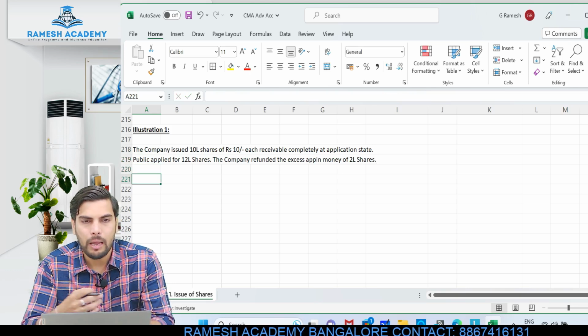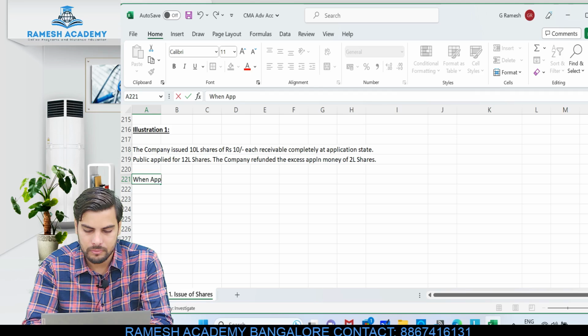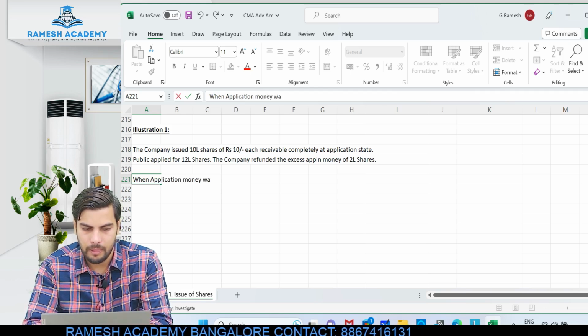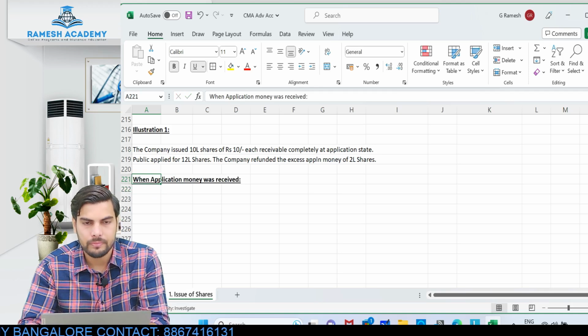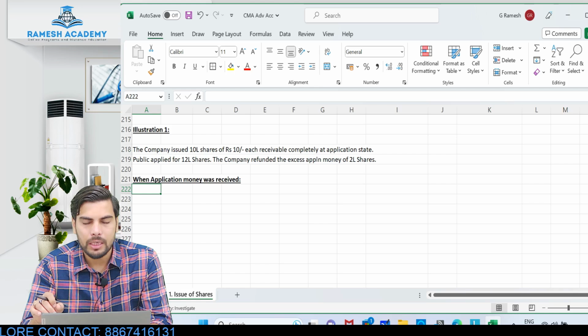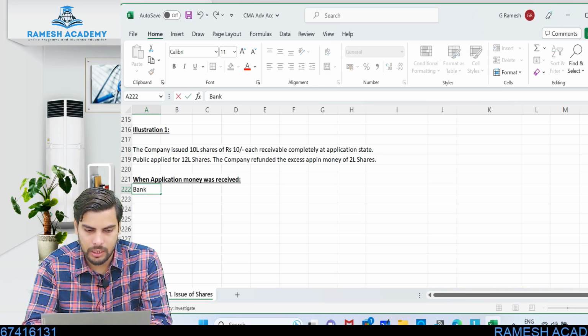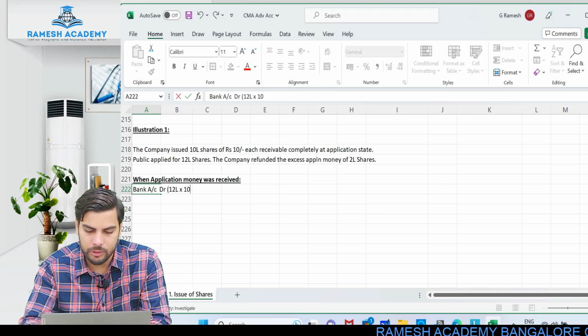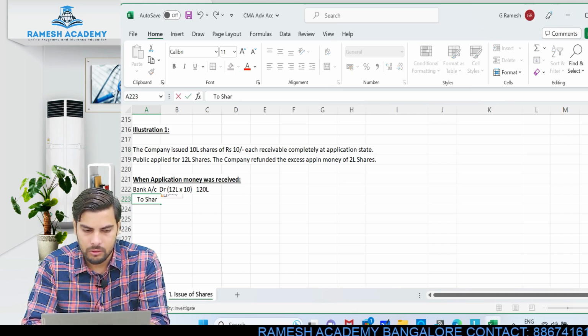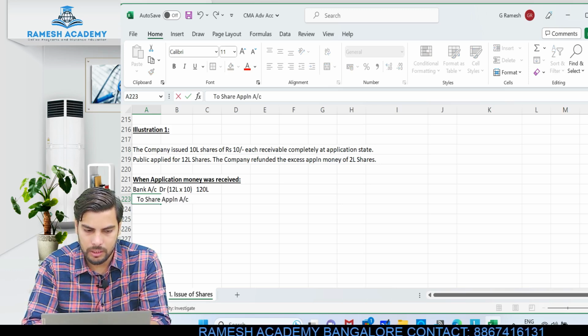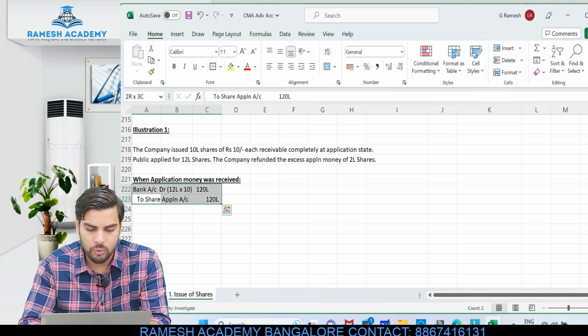Entry number 1, when I am collecting this application money. When application money was received, what would be the entry? Tell me, am I receiving the application money for 10 lakh shares or 12 lakh shares? In this case, I'll be receiving the money with respect to 12 lakh shares. So the entry would be bank account debit. This would be 12 lakh into the entire 10 rupees collected, that is 120 lakh, that is 1.2 crores, to share application account, again the same amount, 120 lakh. This would be my first entry.